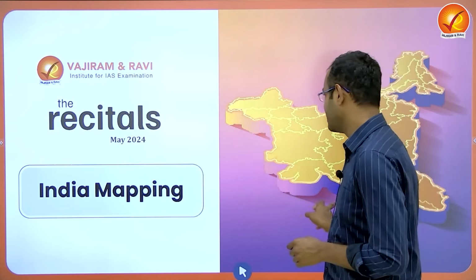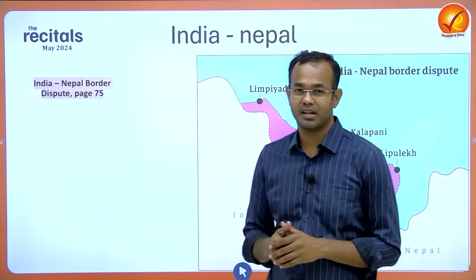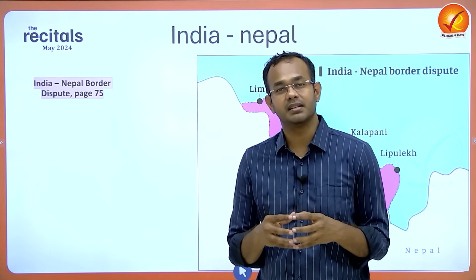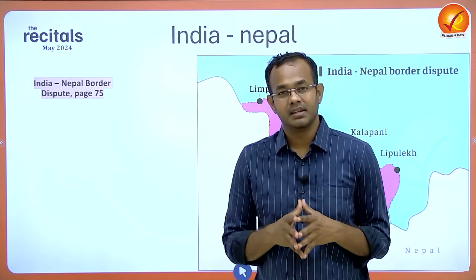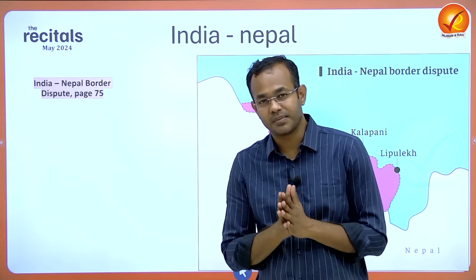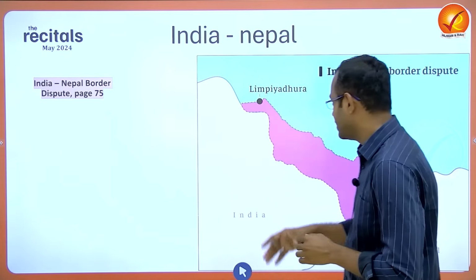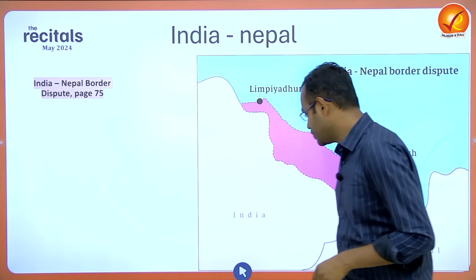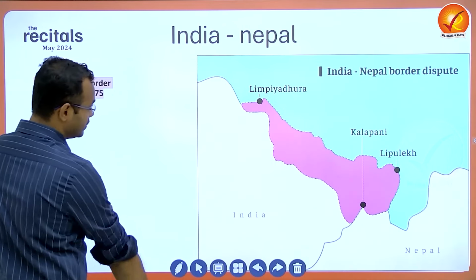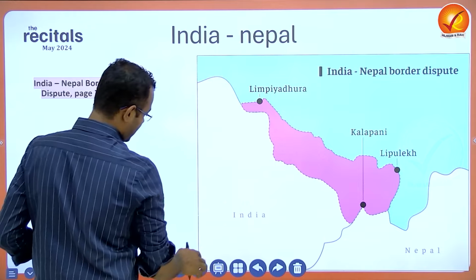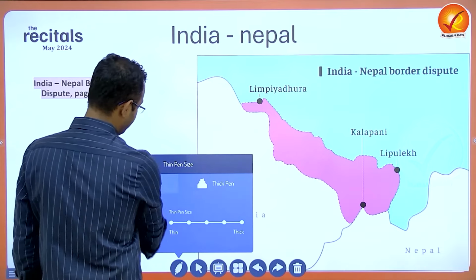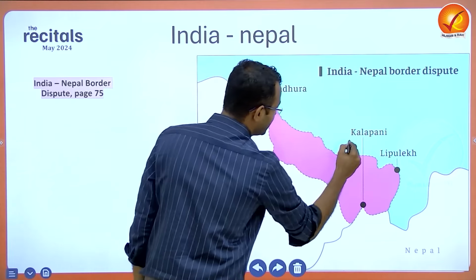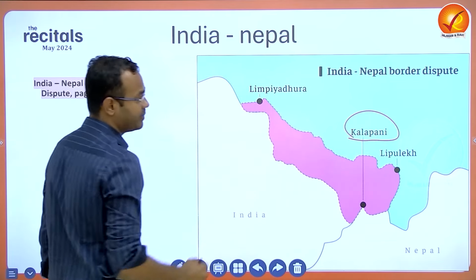In this video, we will be discussing India mapping. As you are aware, when we take mapping as an exercise, whatever the reason the current affairs has occurred, we take the geographical location and see it from the geographical point of view. The India-Nepal border dispute has occurred with respect to the news. So we do have the locations, and the place where the border dispute has largely been discussed is Kalapani.